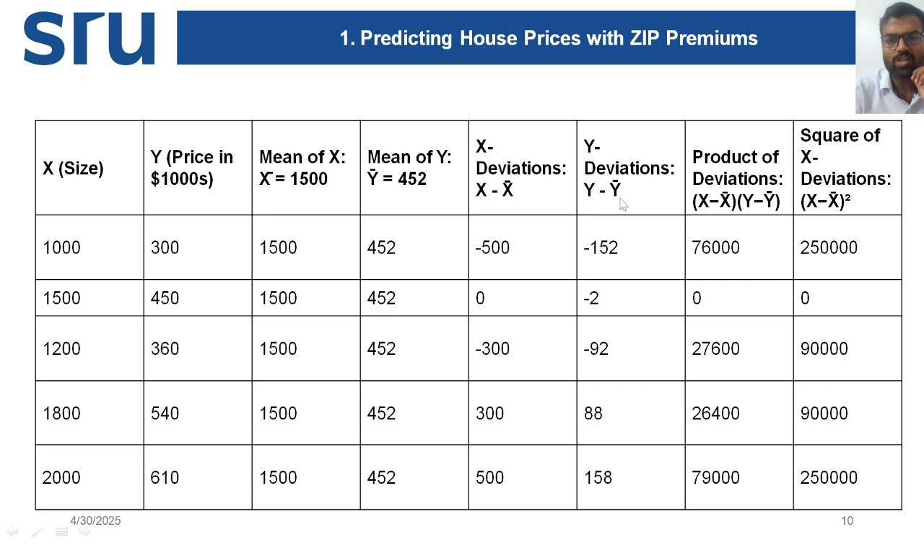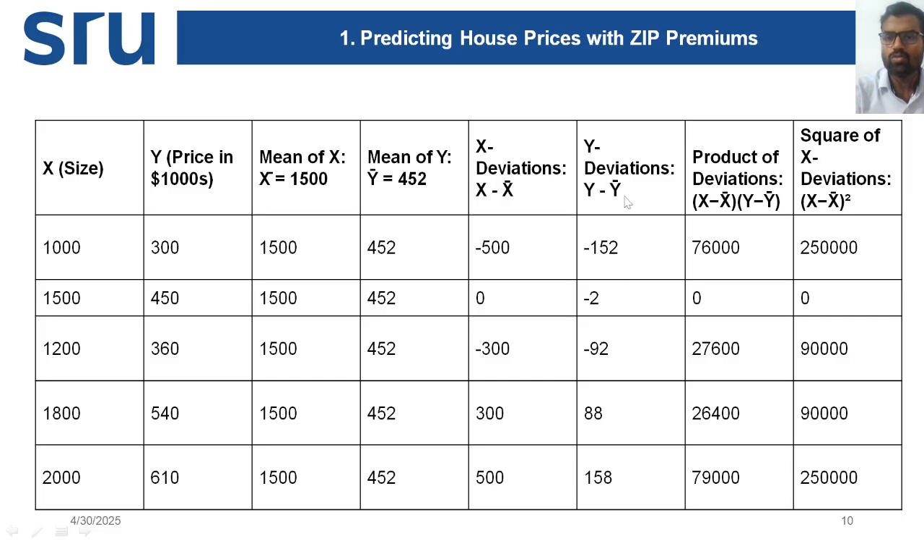Just like that, we also find the y deviation, which is obviously y minus y bar. That is the formula we need to remember. So where is y? Here, 300, and the mean of y is 452. So 300 minus 452 is minus 152. 450 minus 452 is minus 2. 360 minus 452 is minus 92. 540 minus 452 is 88. 610 minus 452 is 158.